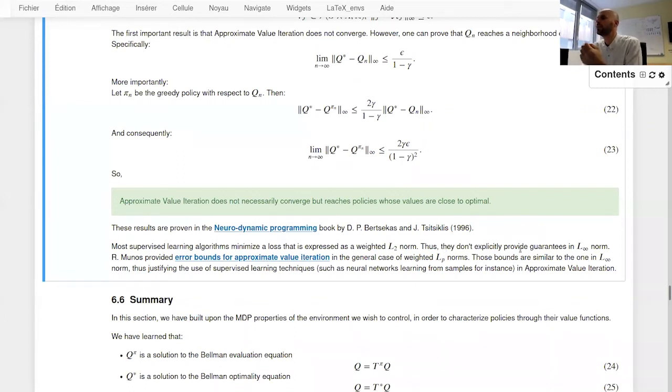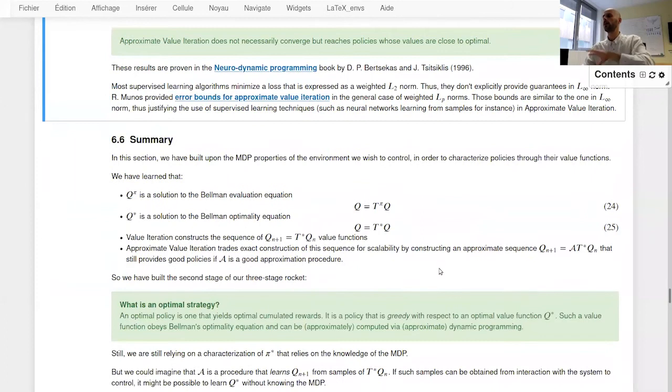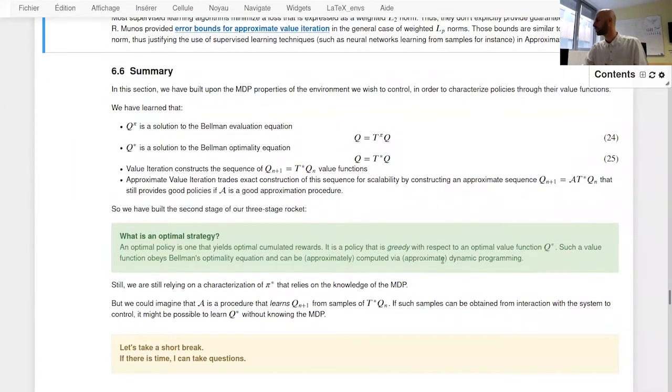Thus, they don't explicitly provide guarantees in supremum norm. Fortunately for us, Rémi Munos provided error bounds around the year 2000 for approximate value iteration in the general case of weighted Lp norms. These bounds are very similar to the ones in supremum norm, and they justify the use of supervised learning techniques such as neural networks, learning from samples, for instance, in approximate value iteration. So let's wrap up this second big section here, and we will take a break after that.